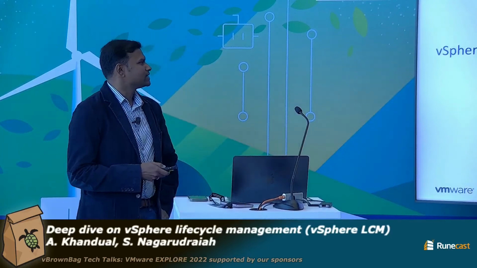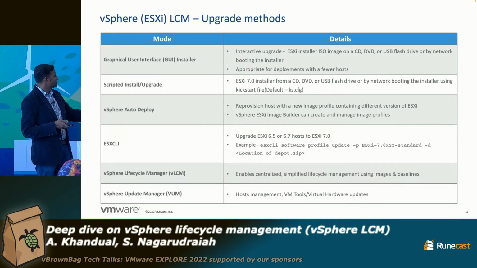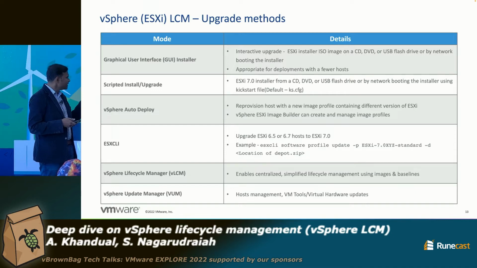We'll be talking about ESX LCM, and this is a quick snapshot of the different upgrade methods using which you can do ESX LCM. One is your graphical user interface. It is pretty straightforward, and if you have a couple of ESX servers, say you're starting with a new or existing data center and adding a few ESX hosts, you can use the GUI, which is very simple. But if you want to automate, you can go with the scripted install, then you have auto deploy for reimaging, then ESX CLI.